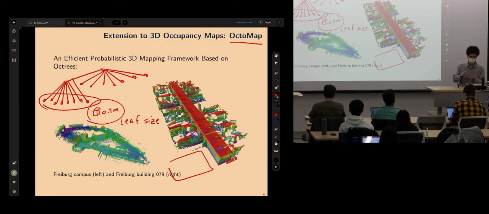block. So this Octree will have different blocks in the environment, and for each block, we can find the block where the measurements are falling in, and then at that point, we will decide if we need to split the resolution.